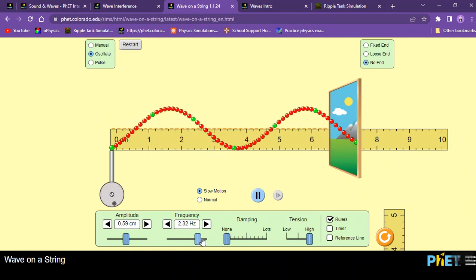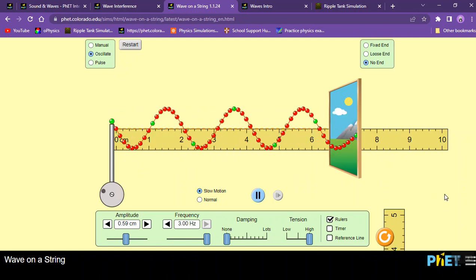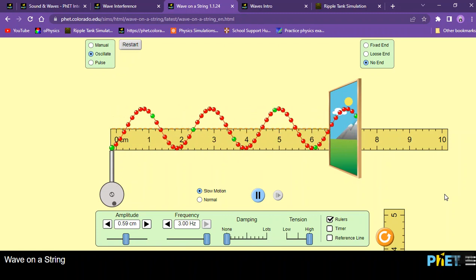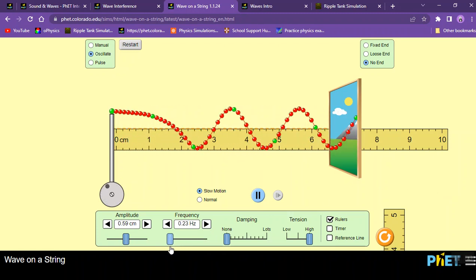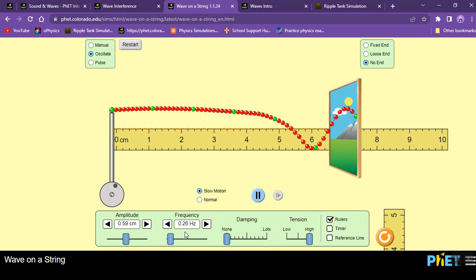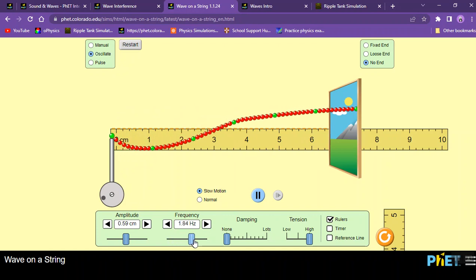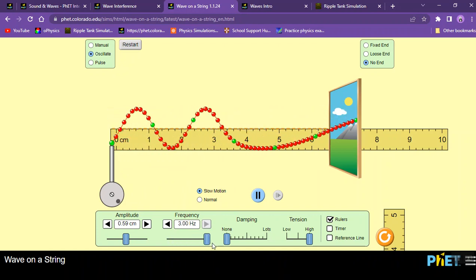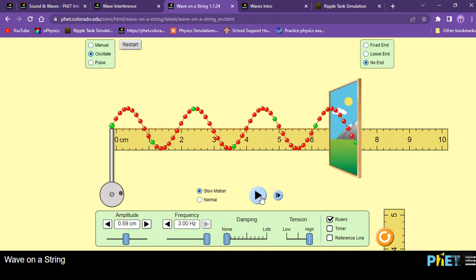If I increase the frequency, we'll see that the waves move more frequently. So I see more, and we understand the word crowded. If there's a lower frequency, we see that it's less crowded. So the word crowdedness here is the frequency. And we can see that if I increase the frequency, the wavelength is shorter. Now in this case, the wavelength is about 2, where previously the wavelength was 4.